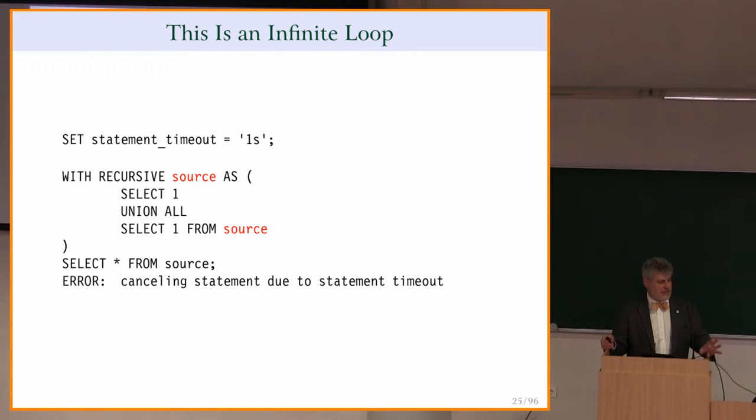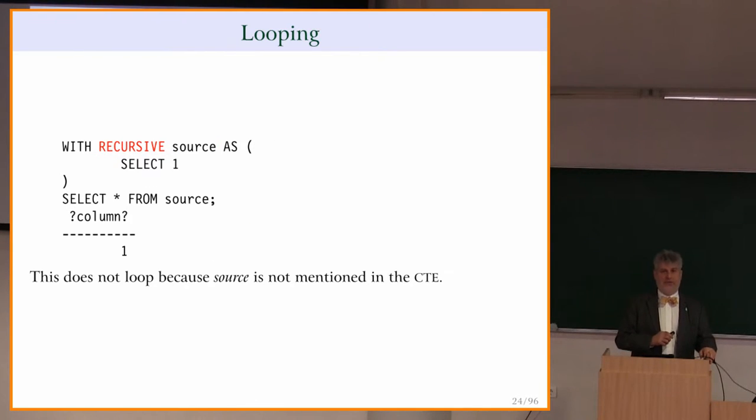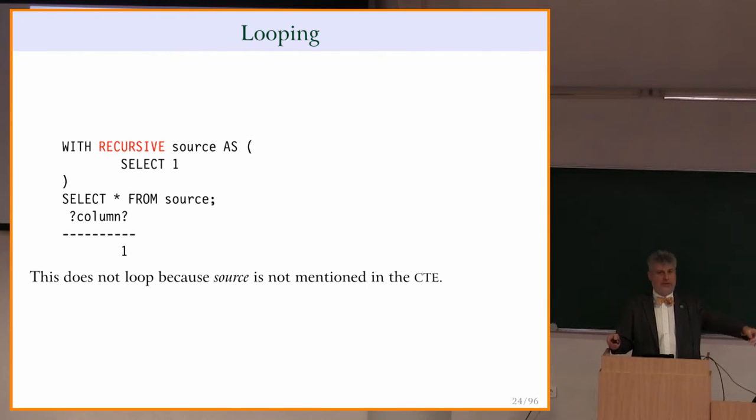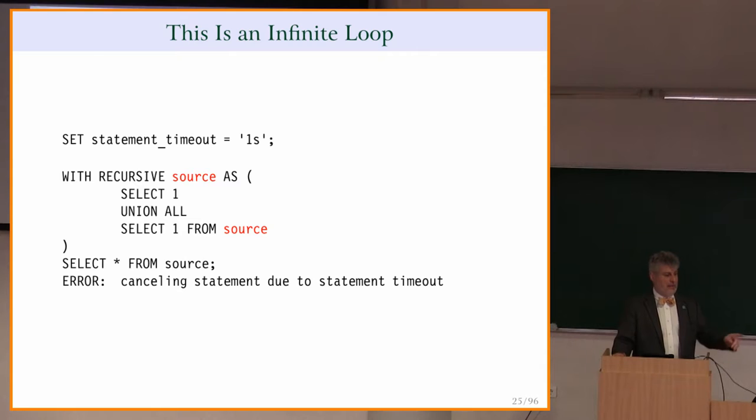This one, on the other hand, does. This query will never finish, except I happen to put a statement timeout in there. So why is this one recursive, and why is that one not? As you may know, one of the aspects of recursion is that you call yourself. Do you remember that from programming class? A function calls itself, it's recursion. This query doesn't call itself, it's just select one. This one does call itself. Why does it call itself?